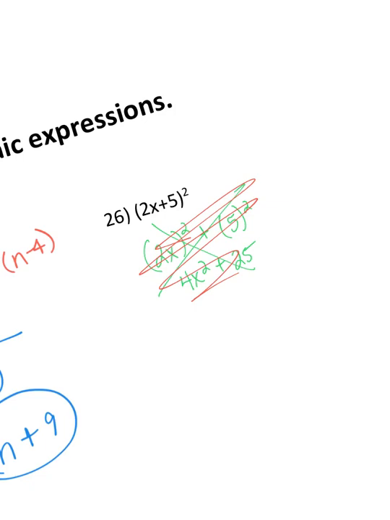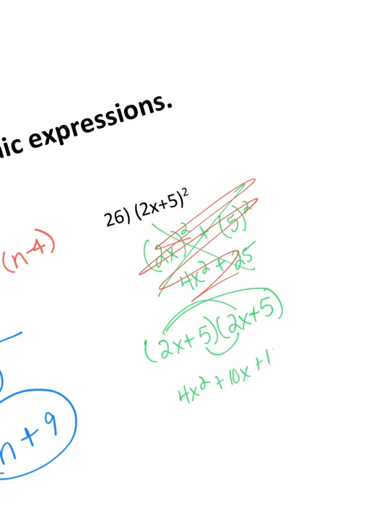So what this expression means is (2x + 5) times (2x + 5). That's what squaring a quantity does. And since we're squaring a quantity, we need to make sure that we write it out, okay? So then we distribute. 2x times 2x is 4x squared, 2x times 5 is 10x, 5 times 2x is 10x, 5 times 5 is 25. And our expression simplifies to 4x squared plus 20x plus 25.